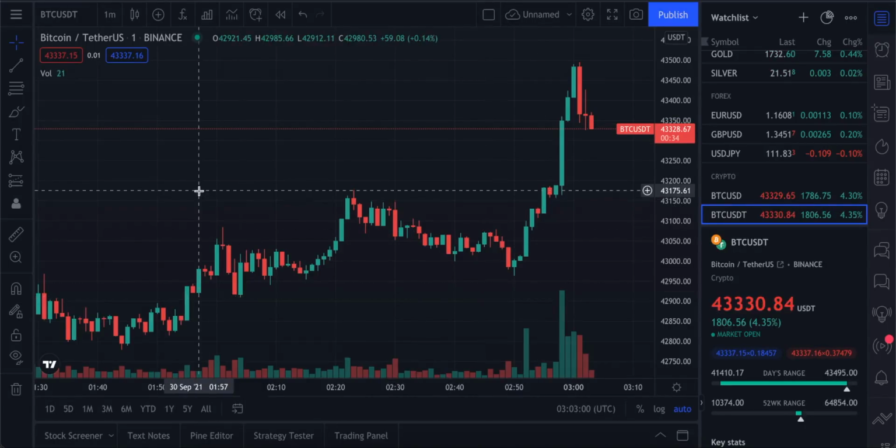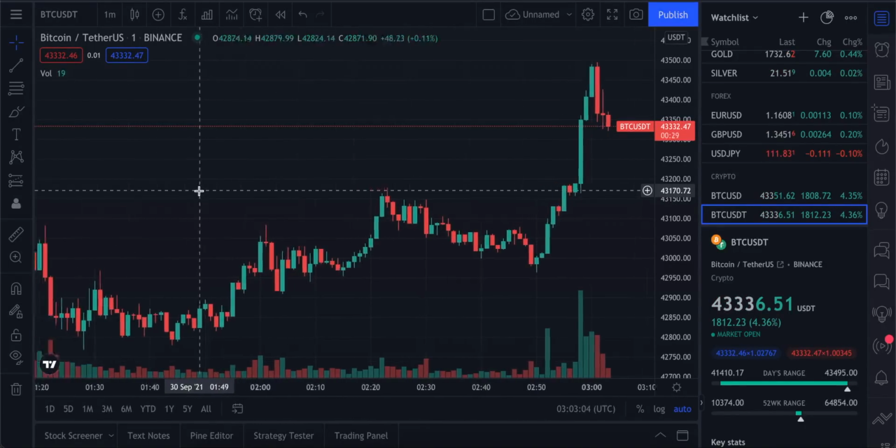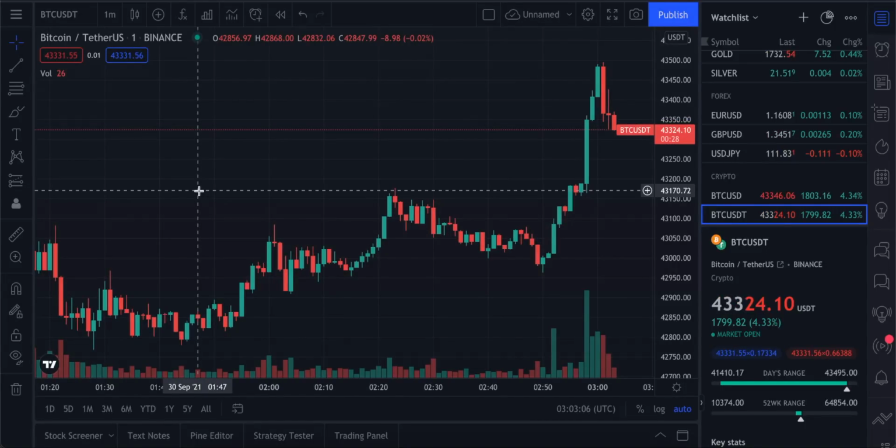Other indicators that you can add to this chart, there's a lot. And if you're going to use TradingView, you can use it for free, but there are some limitations. You can only use 3 indicators on a chart. And also, I believe you can't do multiple charts on one screen.